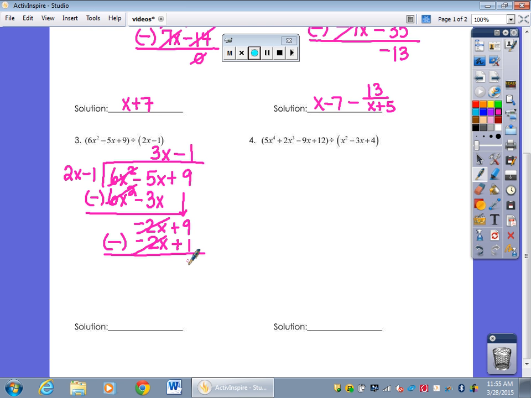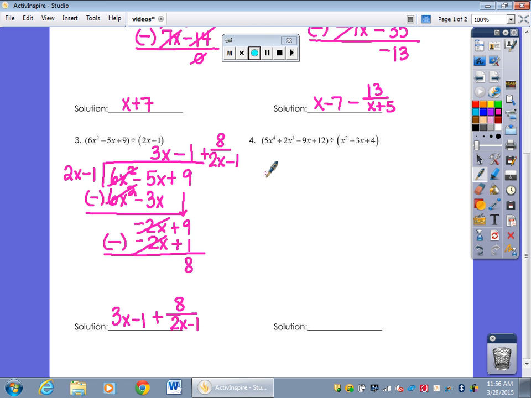9 minus 1 becomes 8. So we have an 8 remainder. And remember that it goes over what your original denominator was. So my solution is 3x minus 1 plus, because that's a positive 8, 8 over 2x minus 1.